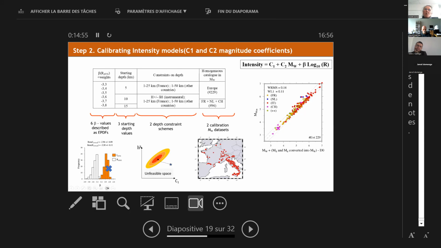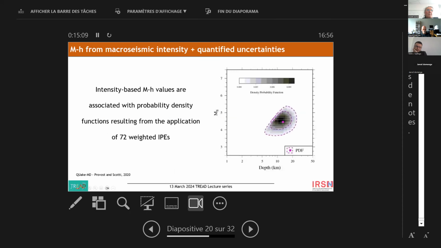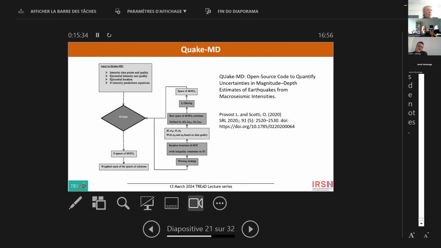And so here, what I'm showing is the result, where you have on the bottom the instrumental magnitude, and on the y-axis the macroseismic magnitude that we could compute using this two-step procedure. So in the end, we don't have just a number as usual in the catalog, but we have a probability density function in the magnitude-depth space. That gives us an appreciation of how well we know the magnitudes and depths of these historical earthquakes.